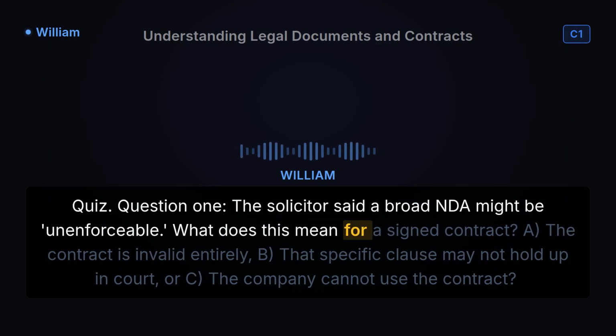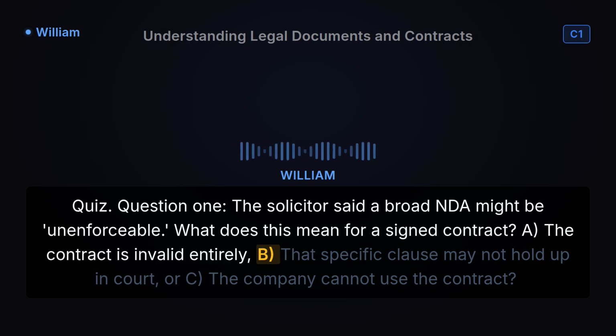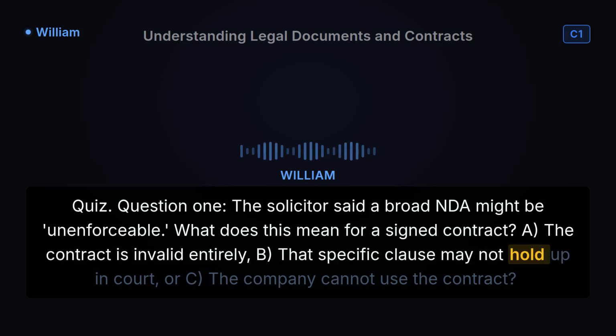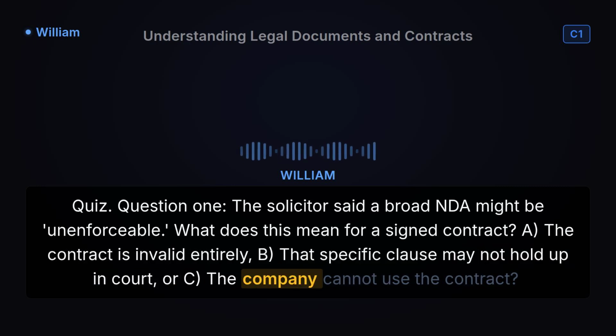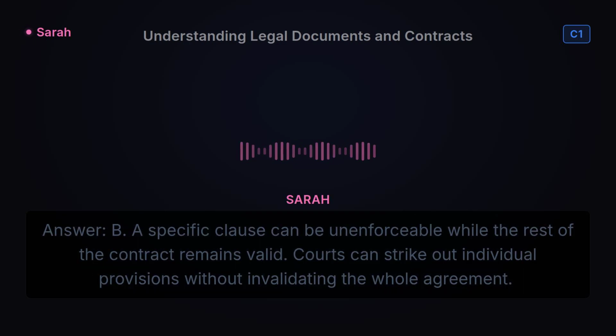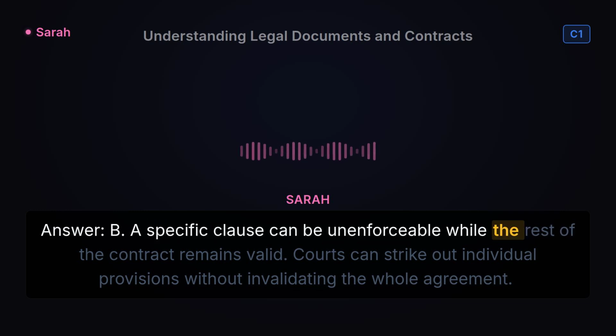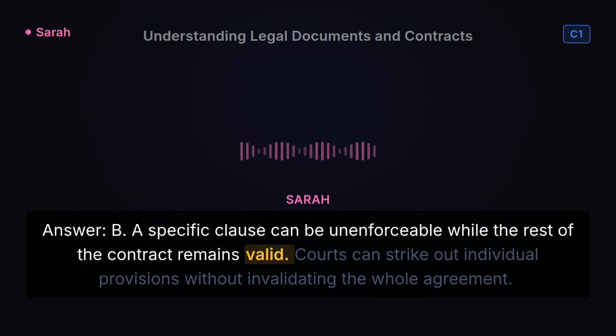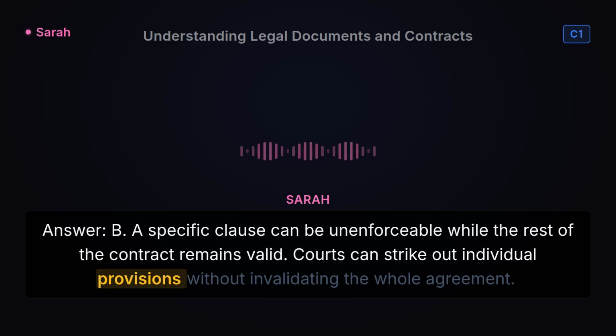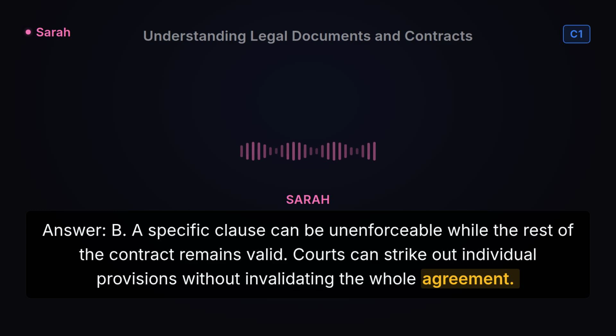Quiz. Question 1. The solicitor said a broad NDA might be unenforceable. What does this mean for a signed contract? A. The contract is invalid entirely. B. That specific clause may not hold up in court. Or C. The company cannot use the contract. Answer: B. A specific clause can be unenforceable while the rest of the contract remains valid. Courts can strike out individual provisions without invalidating the whole agreement.